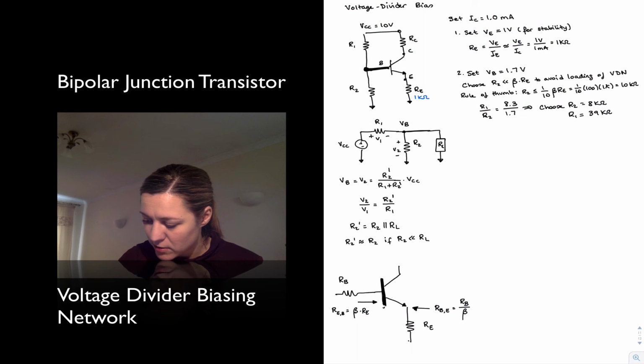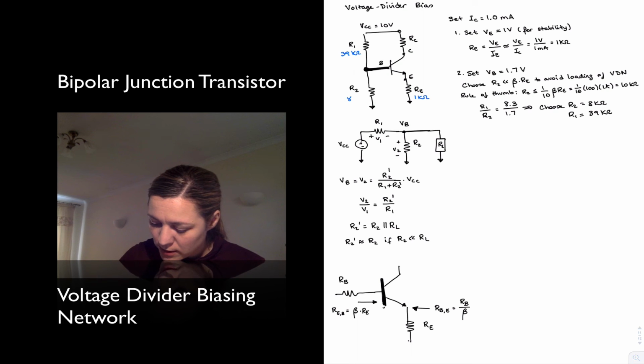So we've designed our voltage divider network. This is 39 kilo ohms. This is 8 kilo ohms.